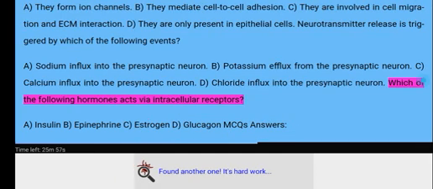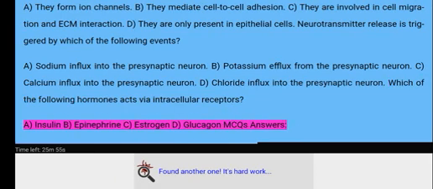Which of the following hormones acts via intracellular receptors? A. Insulin. B. Epinephrine. C. Estrogen. D. Glucagon. MCQs. Answers.